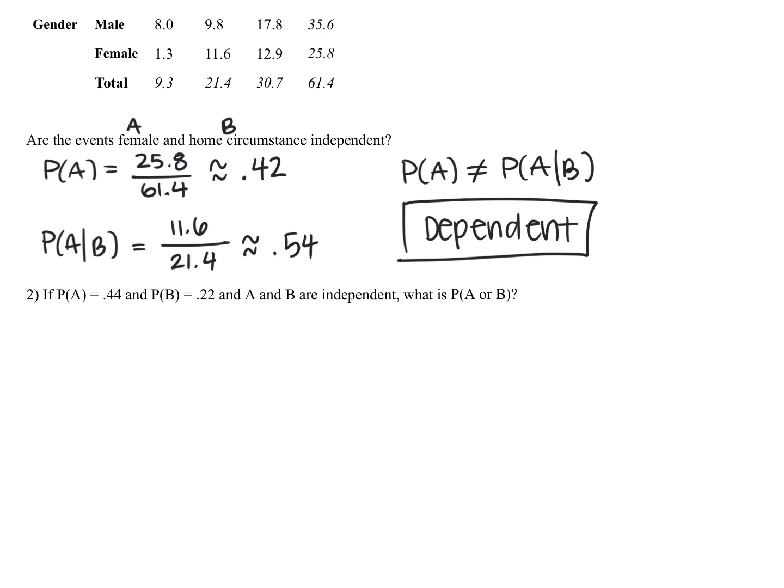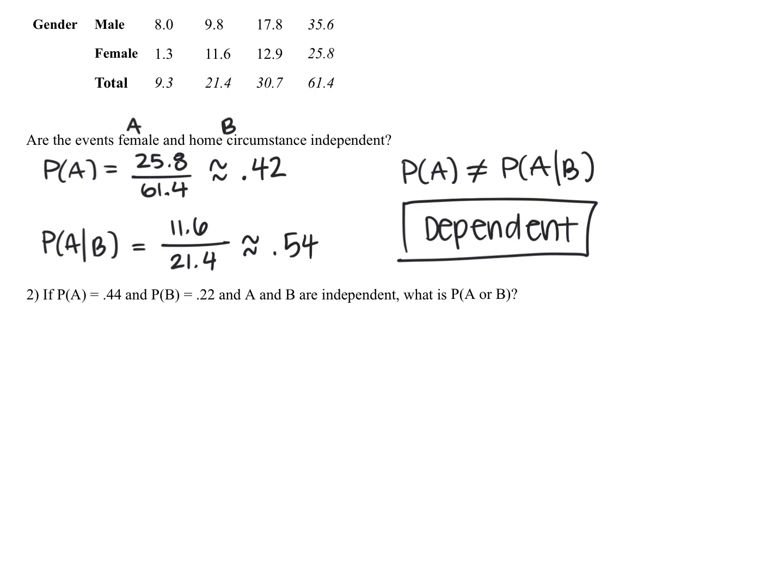In our last example, we're going to talk about how we can use our mutually exclusive or general addition rule for probability and independence or dependence to find probabilities. We know the probability of A is 0.44, the probability of B is 0.22. We know A and B are independent, and we want to find the probability of A or B.